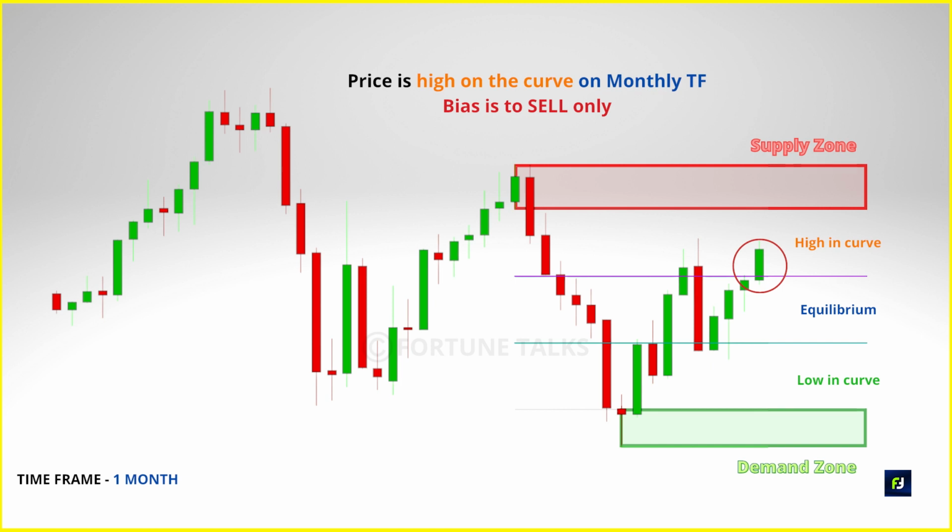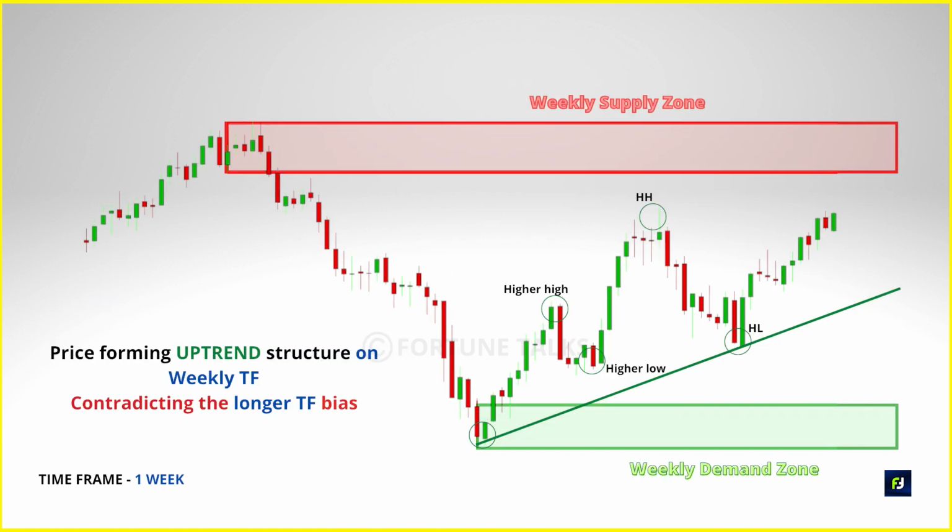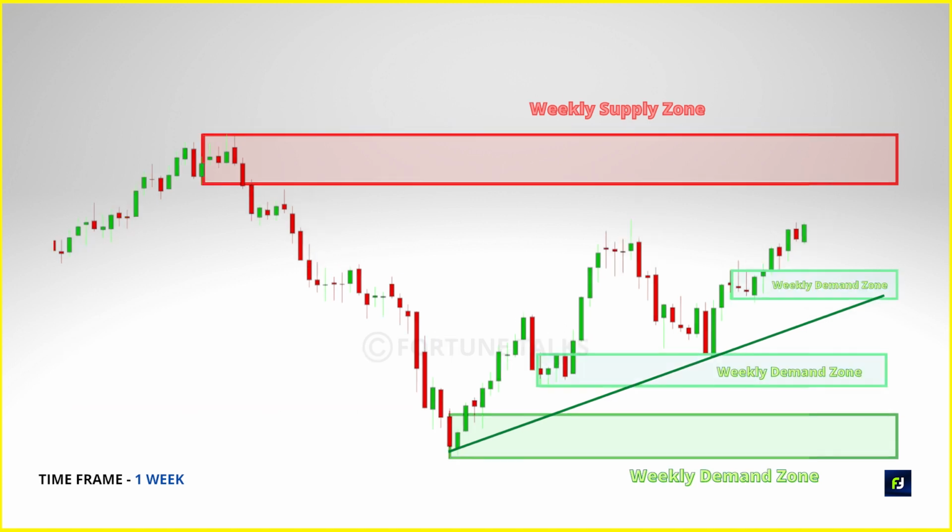On the monthly chart, the current market price is high on the curve. This means that our bias is only to sell from the fresh supply zones on lower time frames. Now zooming in on a weekly chart, we can observe that the price is moving up and creating new higher highs and new higher lows. We can also draw a trend line connecting the two higher lows together, which indicates that the trend is towards the upside.